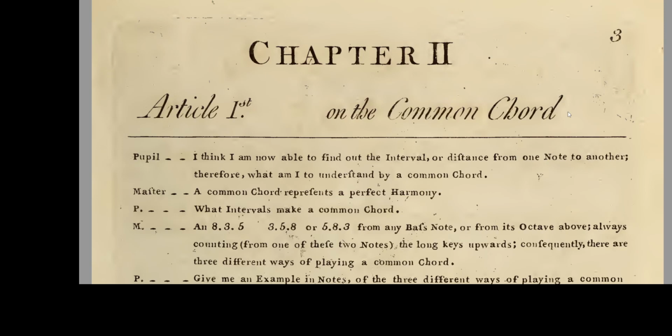We are continuing on with Miller, his Elements of Thoroughbass and Composition, in which the rules of accompaniment for the harpsichord or pianoforte are rendered amusing, etc., etc. Chapter 2, Article the First, on the common chord. We are on page 3. And this book is formed in a dialogue between the pupil and the master.